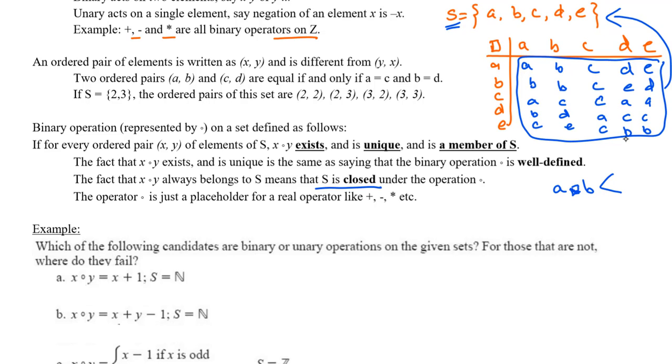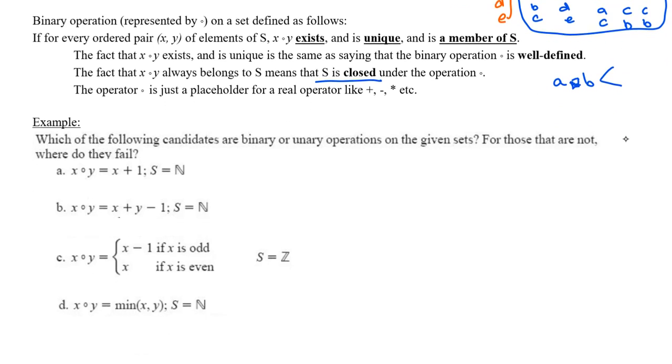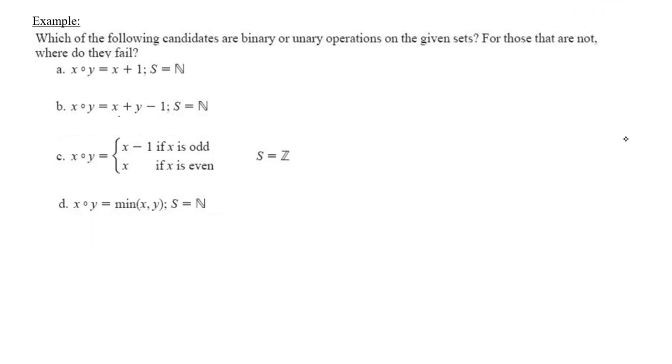is well defined. Okay, so let's see examples here. Which of the following candidates are binary unary operation on the given set? On the given set, for example, here the set is N, or set of natural numbers, which includes 0, 1, 2, 3. This is integer, and this one. So based on this, let's see which one is binary or not, and if it's not, we have to state why it fails. Why is it not a binary or unary operation?